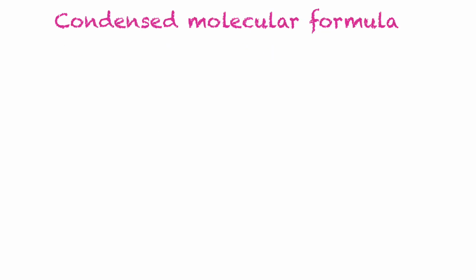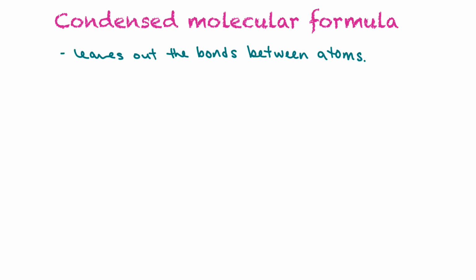The condensed molecular formula leaves out the bonds between atoms. The way that one is going to look, if we draw butane again, we would draw it like so. We would write CH3 for the first carbon, and then CH2. Remember, in the middle of the molecule you only have 2 hydrogens able to bond. Then CH2, and then CH3. That's one way of drawing it, or you could write it even more condensed if you wished.